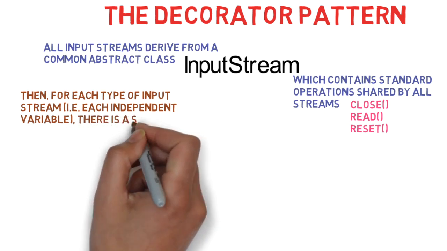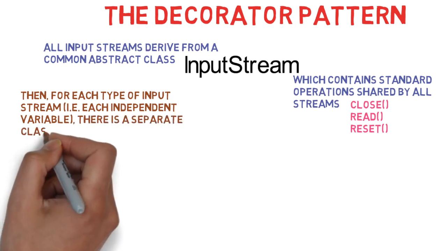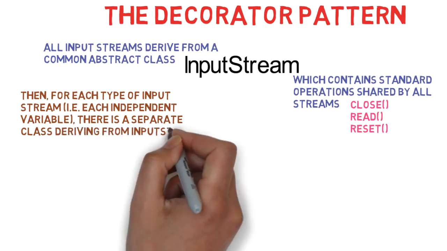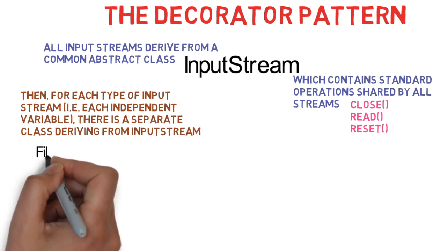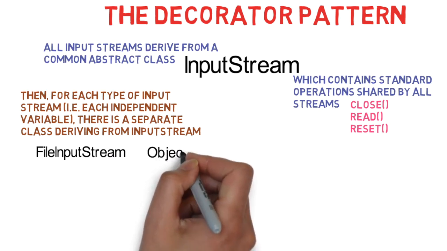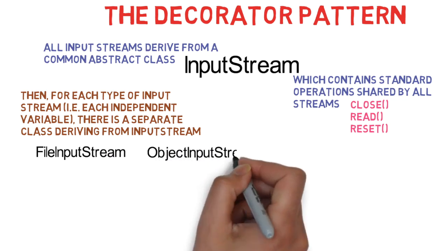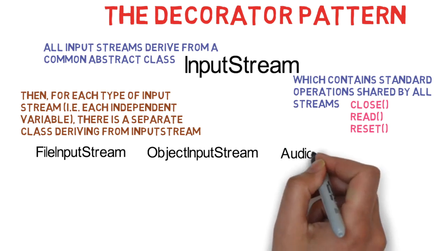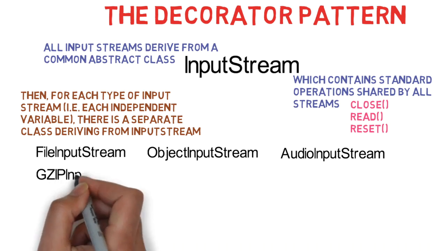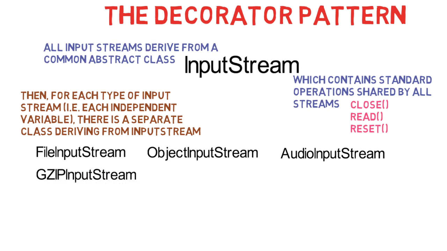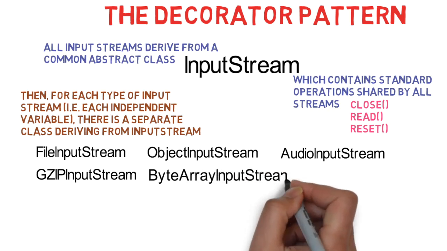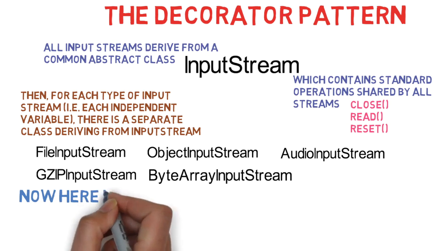We want the implementation details for each type of input to be handled in different classes. We don't want it to be all the same class, because why should file input stream, for example, know about object input stream? So we have a whole bunch of implementation classes, all of which derive from input stream. You can have an audio input stream which deals with audio, a gzip input stream which deals with zipped files, a byte array input stream which deals with input of the byte array type.